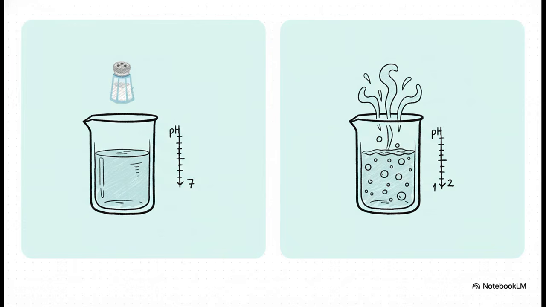The simple covalent chlorides like silicon tetrachloride or phosphorus pentachloride, they react, let's just say, vigorously. It's a hydrolysis reaction, and you get these steamy white fumes of hydrogen chloride gas and a very acidic solution, somewhere around pH 1 or 2.